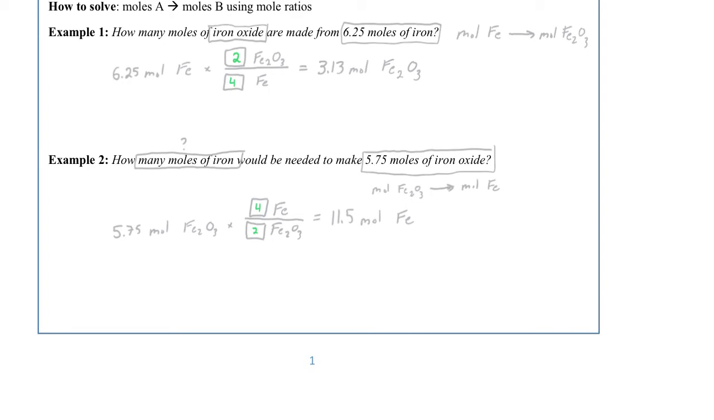So that's how we interconvert between different quantities involving only moles, so moles of starting material to moles of product, or vice versa. Now, on the next page, we're going to learn how to solve problems that involve mass conversions. So if we have a mass of a starting material and we need to know the mass of a product, or vice versa. So let's turn to the next page in the notes and see how that works.